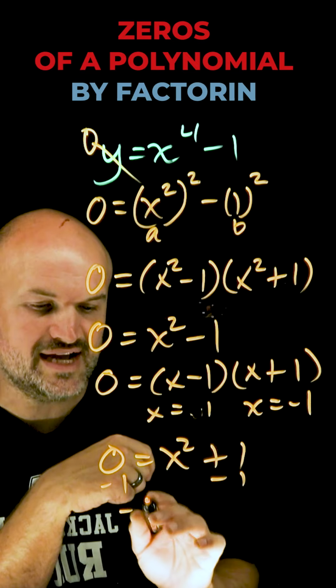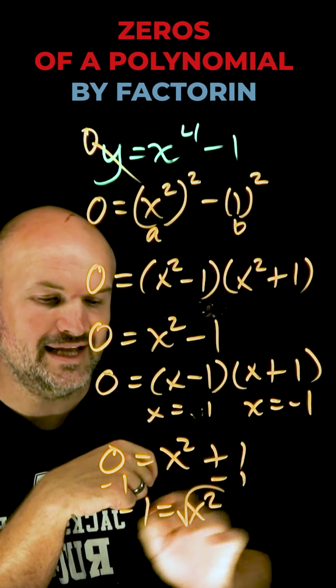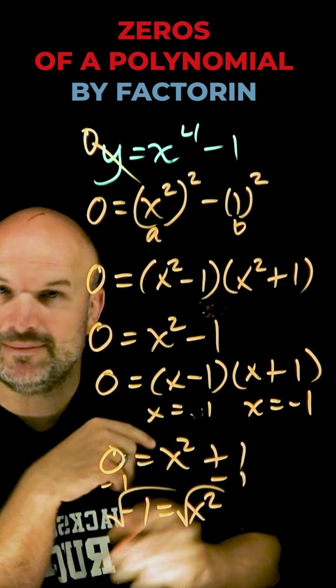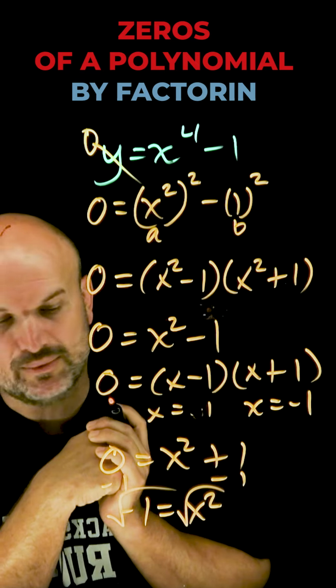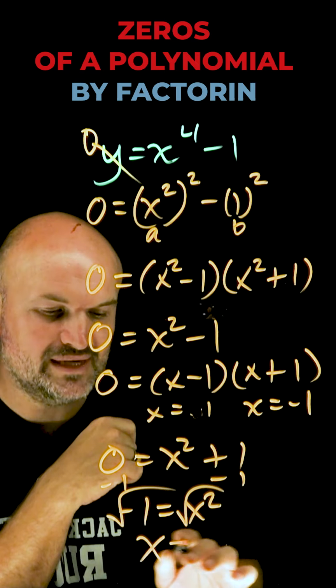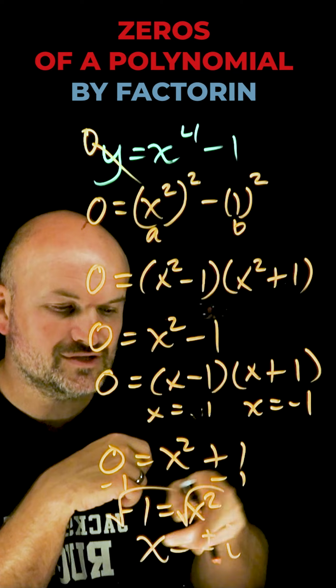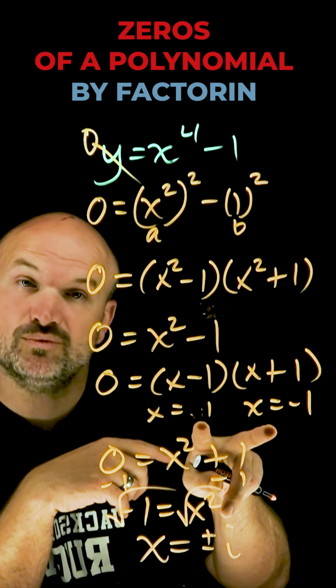Subtract 1 on both sides. You get negative 1 equals x squared. Introduce the square root, which is fine. Just remember, when you introduce the square root, you have to do plus or minus. Also remember, the square root of negative 1 is what we call our imaginary unit i. So I'm going to get x equals plus or minus i. So I have my two imaginary solutions here and my two real solutions here.